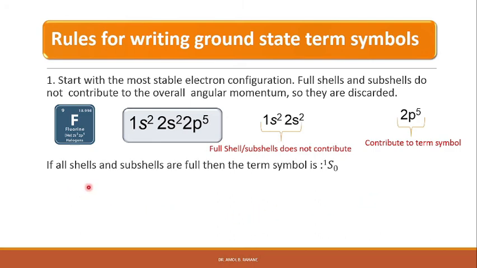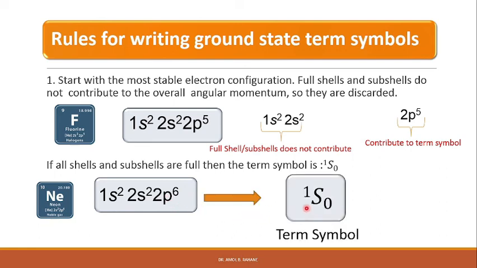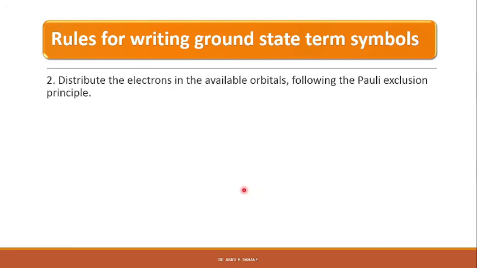If all shells and subshells are full, then the term symbol is 1S0, that we have studied for the helium atom, right? For example, neon has 10 electrons, so its electronic configuration is 1s2, 2s2, 2p6, and therefore the term symbol for neon is 1S0, right? Now the second rule is to distribute the electrons in the available orbitals following Pauli's exclusion principle.